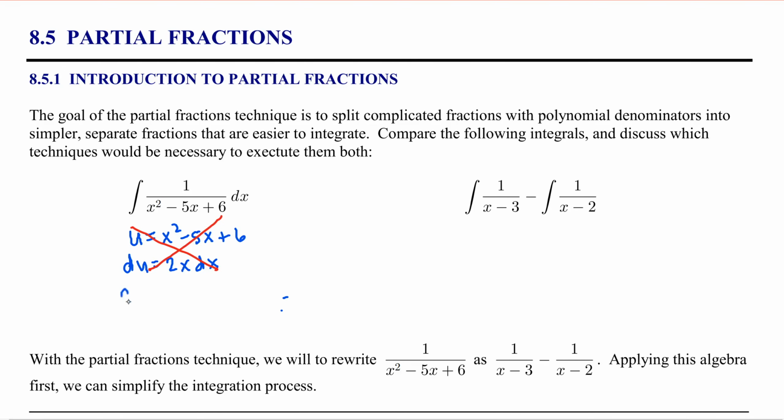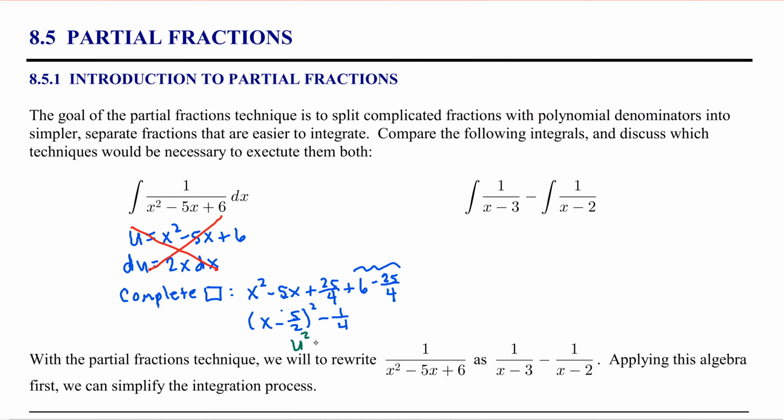We also might consider completing the square. We could rewrite the denominator as x squared minus 5x plus 25 over 4. That would be the value that completes the square, and I'm going to subtract it right back off. So I could rewrite that denominator as x minus 5 halves squared minus 1/4 when I combine those two terms. Now, even if we recognize the pattern here of u squared minus a constant squared, it still doesn't fit the pattern of our inverse trig function. So this would also be an unfruitful application.